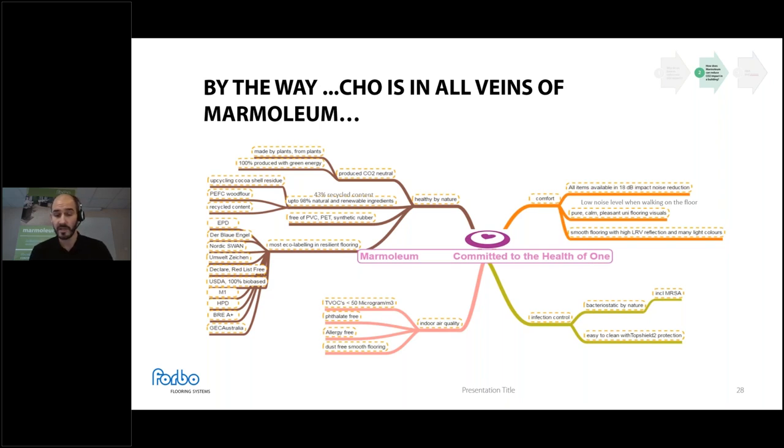Also the indoor air quality. Our TVOC is less than 50 microgram per cubic meter, phthalate-free, allergy-free. And as it's a natural product due to the pine resin, it is bacteriostatic by nature, and it's easy to clean with our Topshield 2.